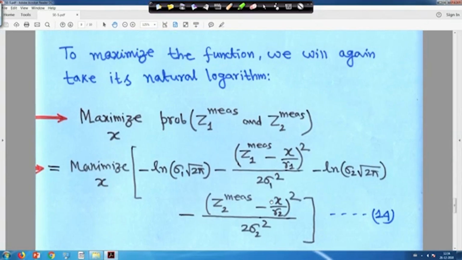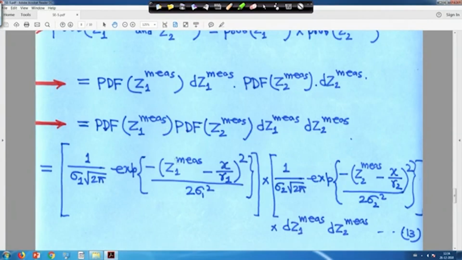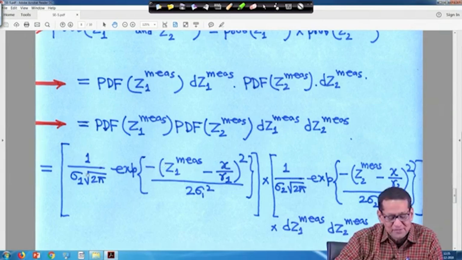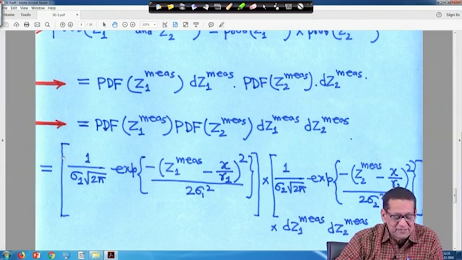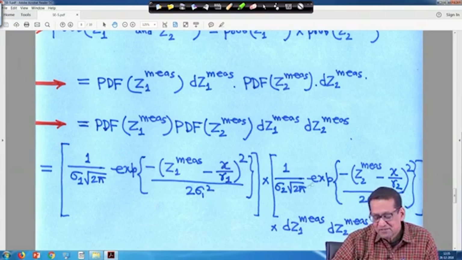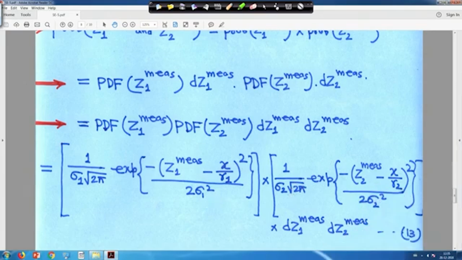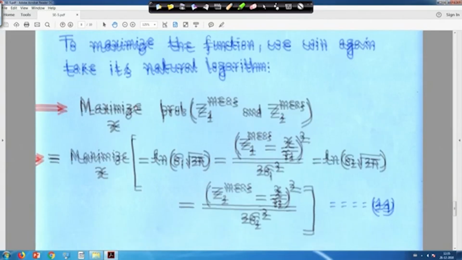That means you take these two PDF functions, this one and this one, and then you take the natural logarithm of the product. So, ultimately this one will be minus ln sigma 1 root 2 pi, then minus z1 measure minus x upon r1 whole square upon 2 sigma 1 square, then minus ln sigma 2 root 2 pi, then minus z2 measure minus x upon r2 whole square upon 2 sigma 2 square, because you take just the product and you take the natural logarithm. So, it will come like this.